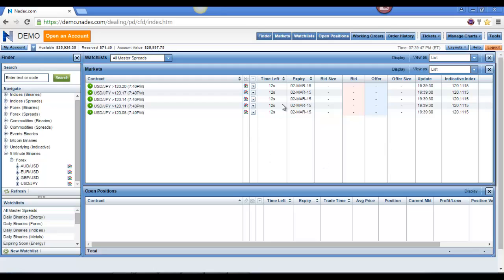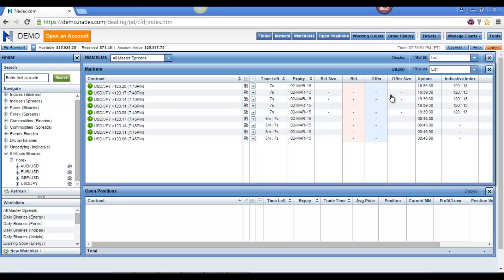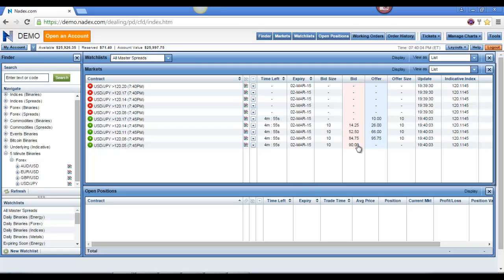Guys, see what I was talking about right there? See, there's only 10 seconds left. See, there's no quotes here. That's those last few seconds of the dark zone. Now the next 5-minute contracts are about to come out, and you'll see those pop up here. Give it just a second. Boom, and there they are. So every 5 minutes there.